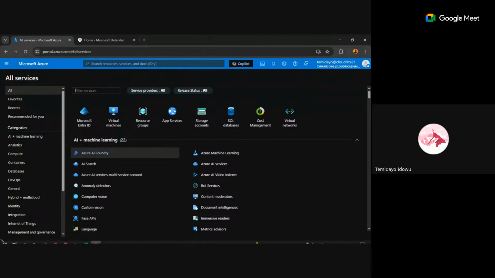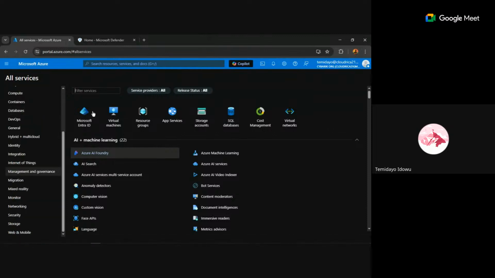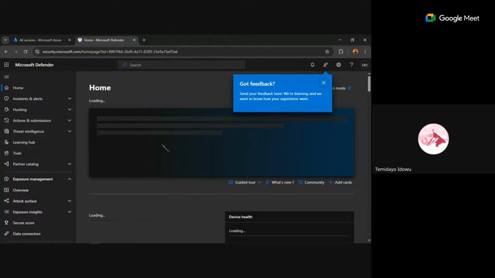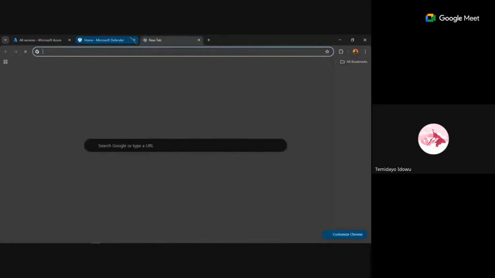If you want to use all these endpoints, Sentinel and all those kind of things, you can't use them from our portal.azure. You need to come here. They still have another one again, admin.